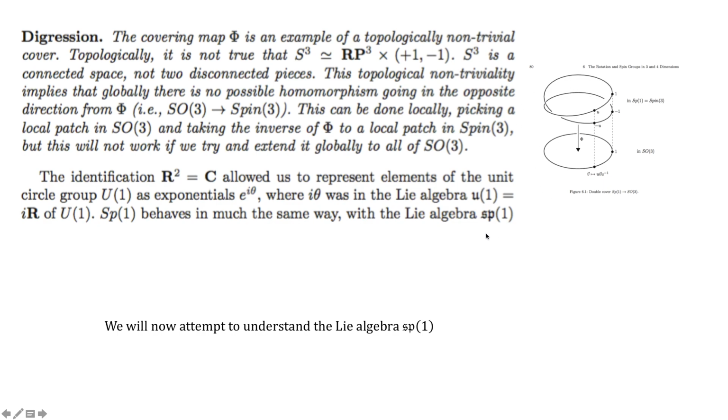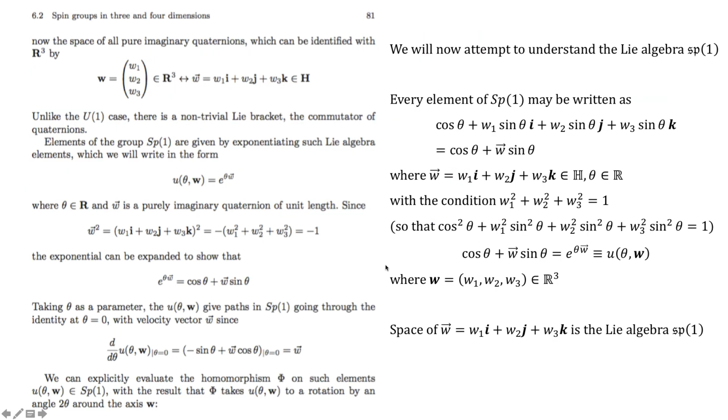Now we investigate the Lie algebras of SP1 and SO3. Now the book presents this in a certain manner, but I understood it almost going in a reverse manner. So I'll present my understanding of this section, but feel free to read the book as well. The equations here are identical anyway, so there shouldn't be any ambiguity.